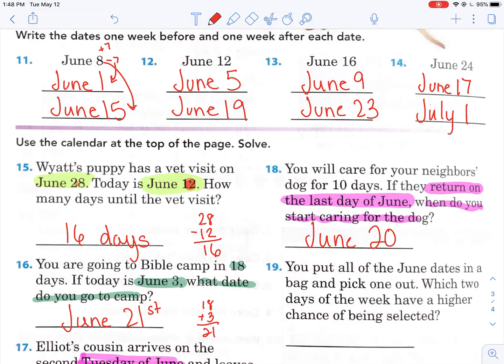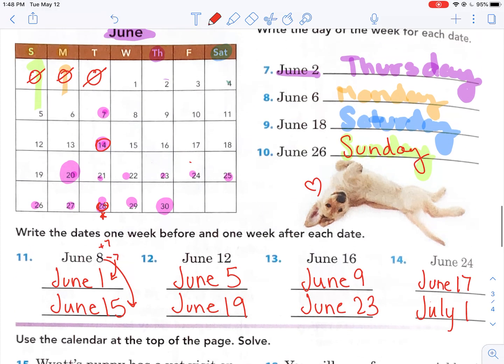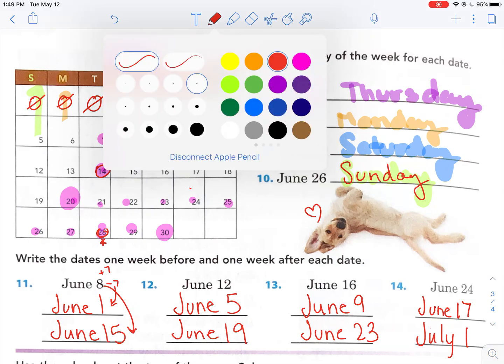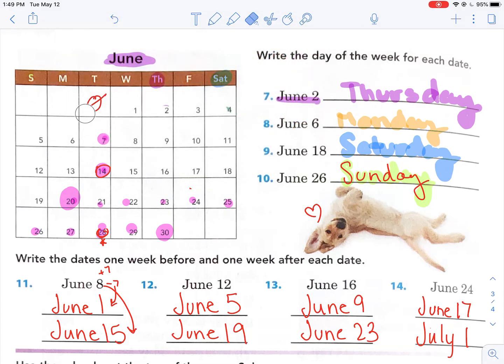So what they're asking here, boys and girls, this is where you need to put on your thinking caps. Put all the June dates in a bag and pick one out. Which 2 days of the week have a higher chance of being selected? Remember probability? The more of one color that you have in the bin, the more likely that color is chosen. Now look at the days in this month. I'm going to erase this whole thing again because I want you to see it.